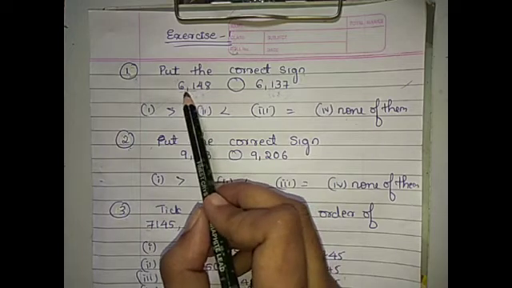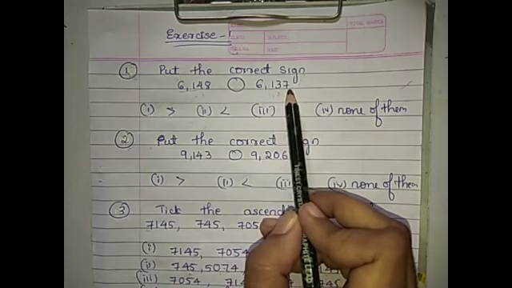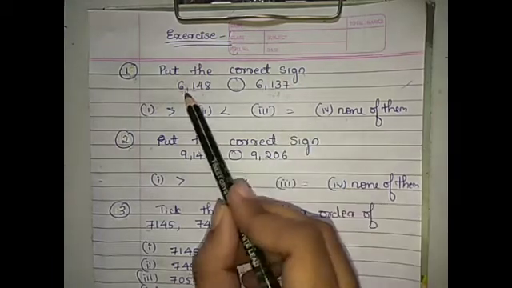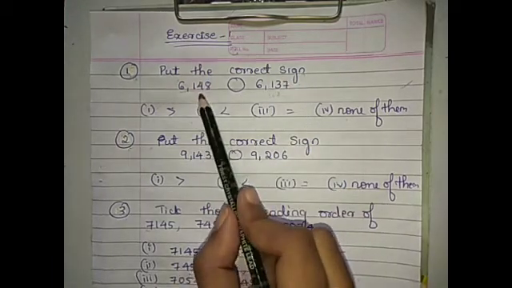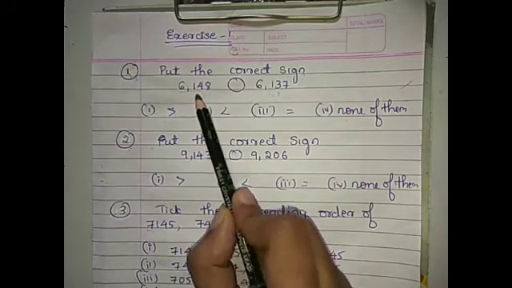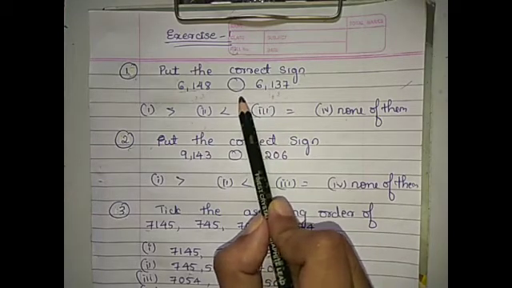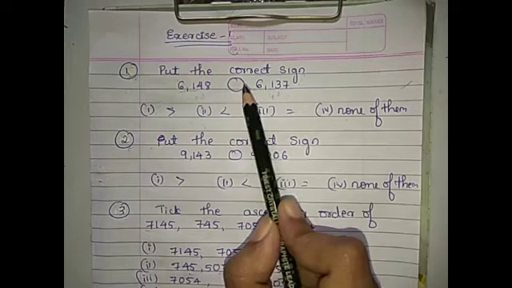Here we have to compare 6148 and 6137. First we have to count the number of digits in each number. This number has 4 digits, this number has 4 digits. If numbers have an equal number of digits, then we have to compare the leftmost digit.